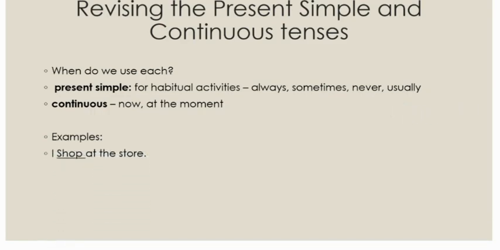Let's give you some examples. I shop at the store. Or I shop at the store often. This is the present simple. This activity happens very often.